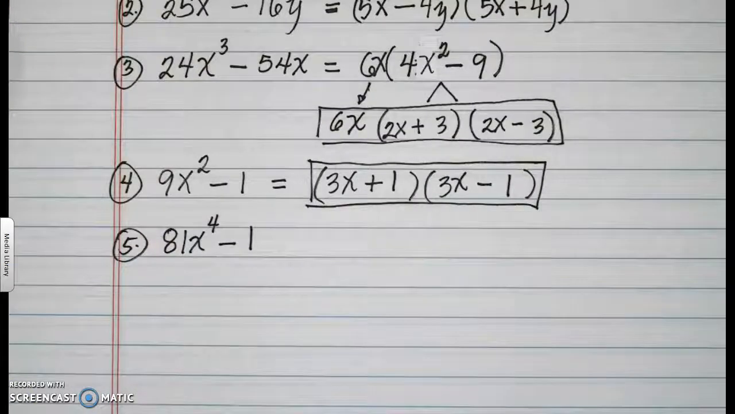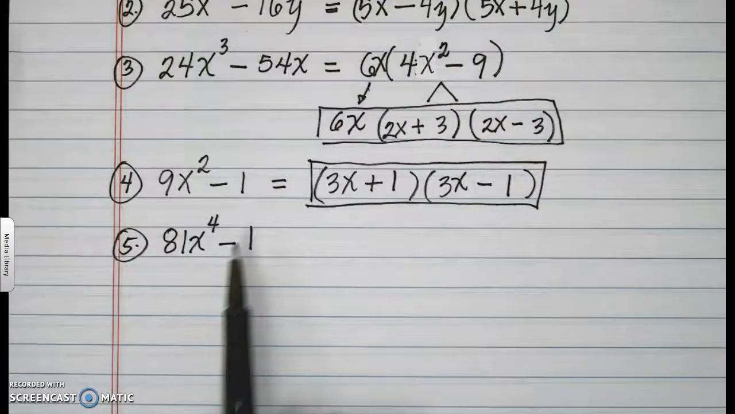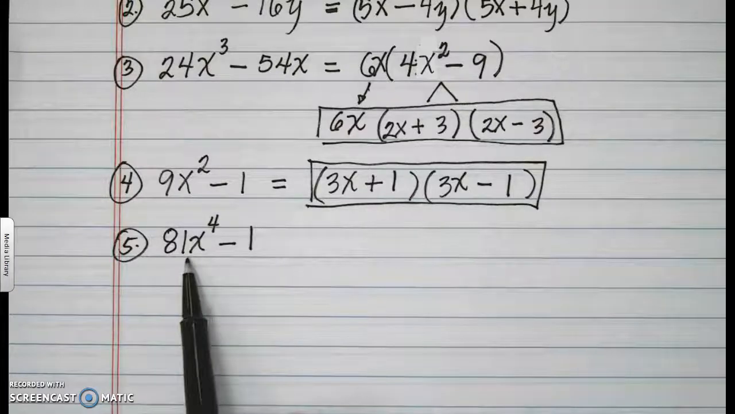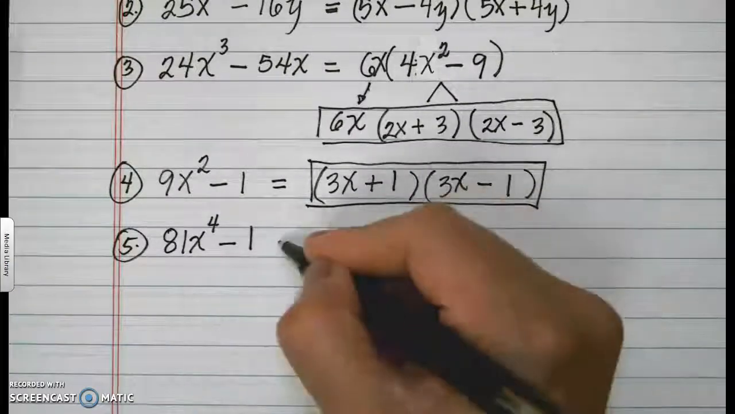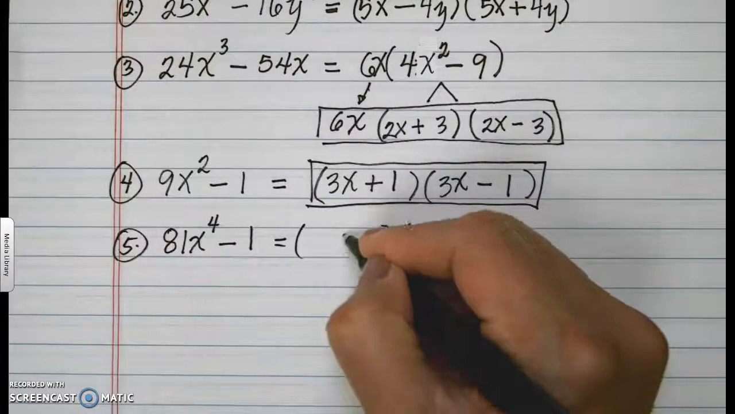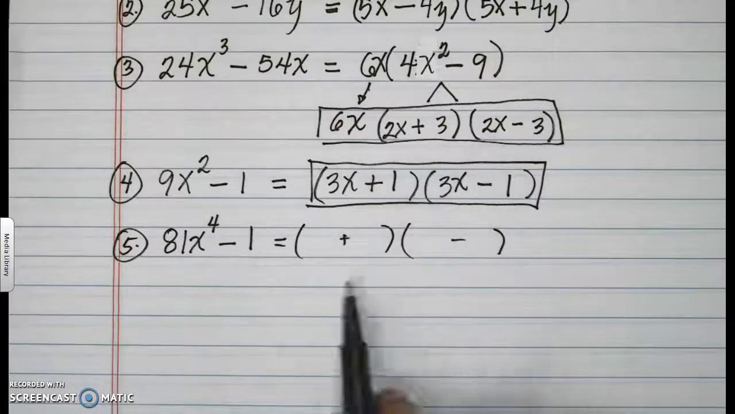Okay, example number 5. 81x to the fourth minus 1. Well, first of all, I know that this is a difference, and so I'm going to examine, is that a perfect square? The answer is yes. Is this a perfect square? The answer is yes. Therefore, I can do this. One is plus, one is minus, and again, it won't matter where you put it.